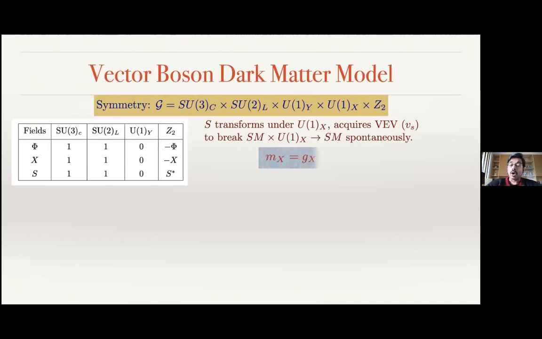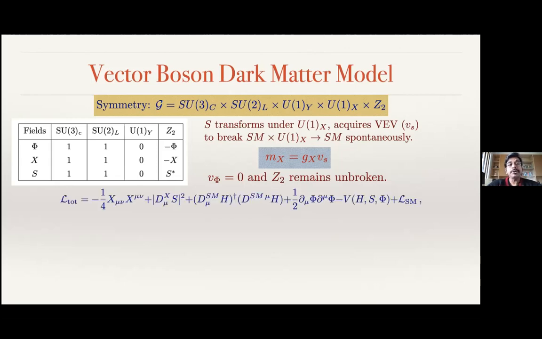And at the same time, it makes the dark matter massive via the vacuum expectation value of whatever it attains, proportional to Gx, where Gx is basically the gauge coupling. Now we also have V phi equal to 0, and that keeps the Z2 intact. So this is basically the construct of the model.